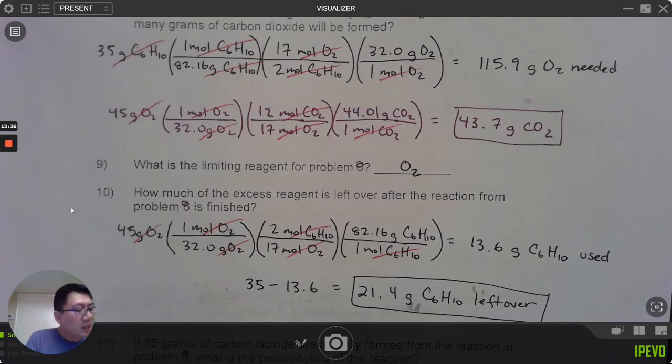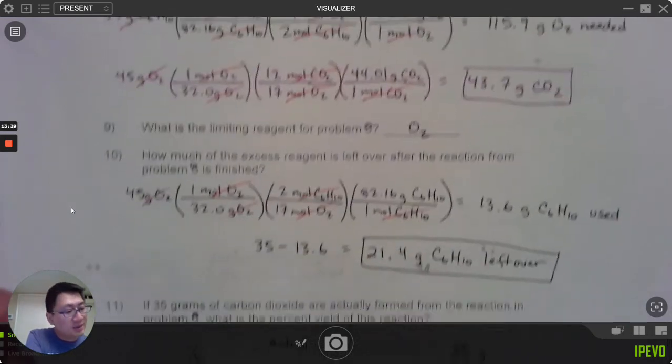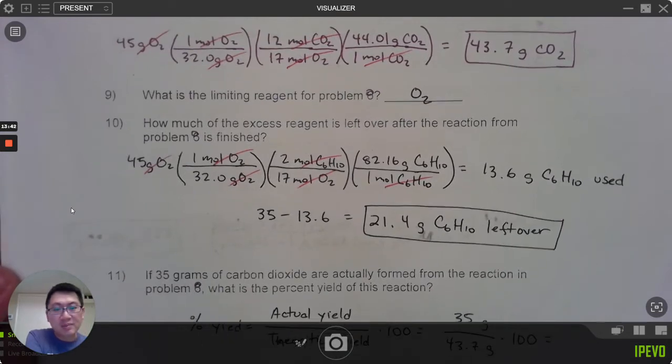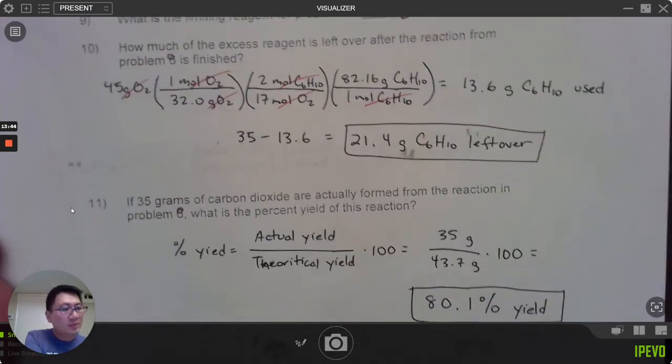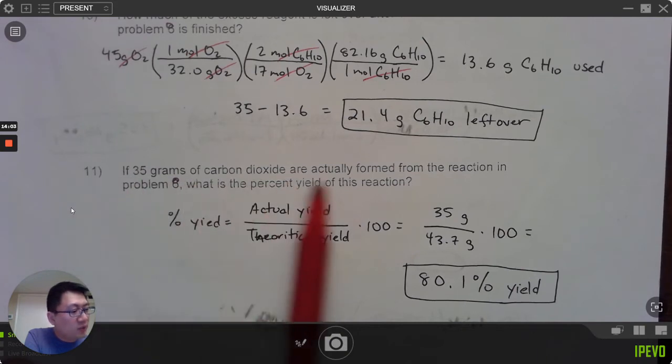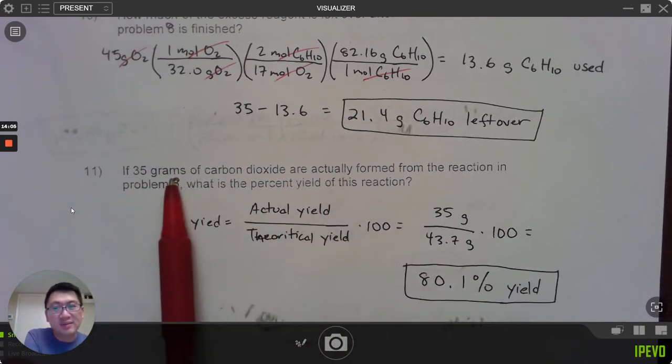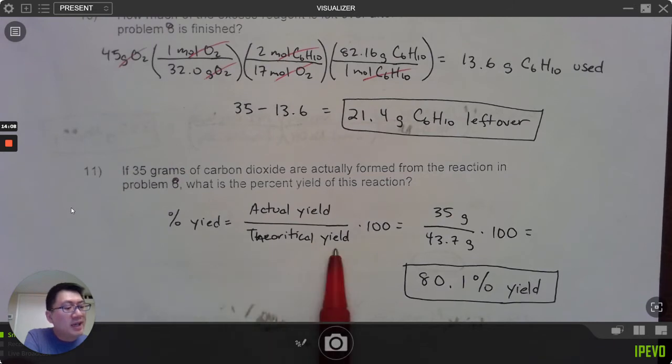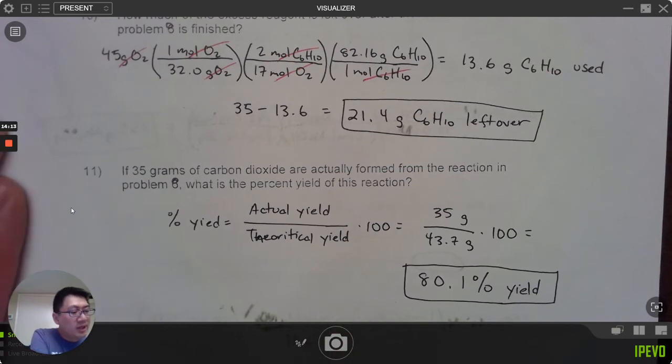Number 11, if 35 grams of carbon dioxide is actually formed in a reaction, problem 8, what is the percent yield in the reaction? The equation for percent yield, actual yield divided by theoretical yield times 100. So it says if 35 grams are actually formed, so the actual yield is 35 because it says so. Well, how much could I have made? Well, that number was back in question number 8.